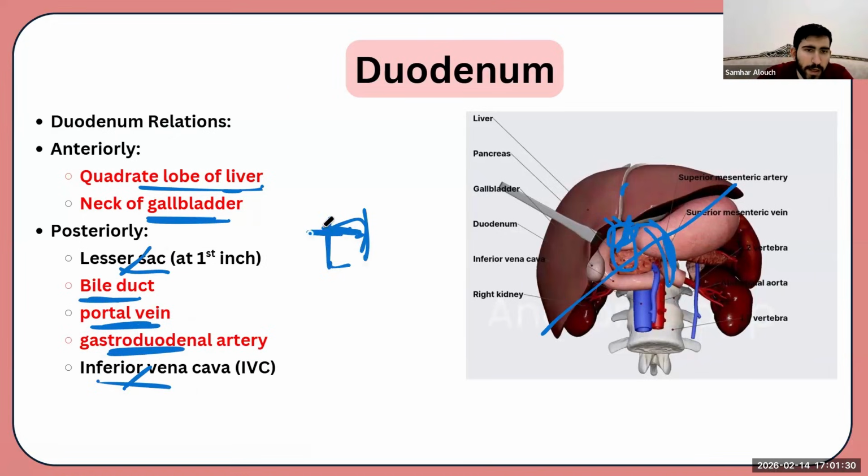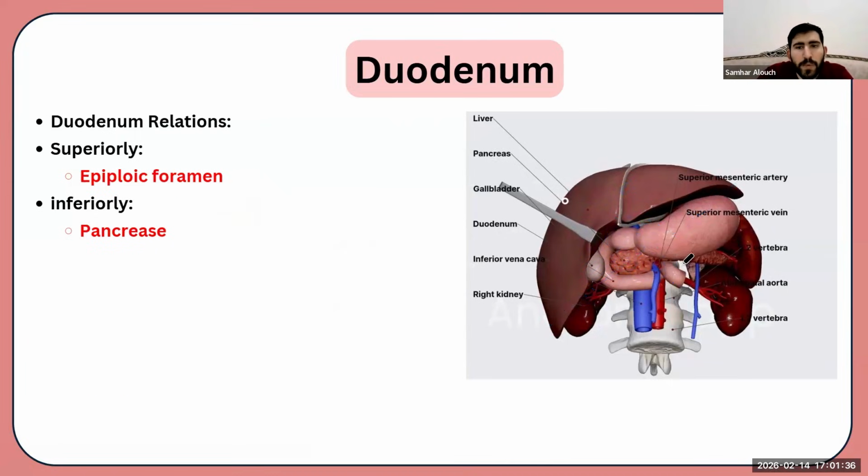Not medial actually, they are on the right side, so they are at the duodenum. And we have the gastro-duodenal ligament because it passes behind it. Superiorly, we have something called the epiploic foramen. My friend will explain it later on. It's a foramen between two openings of the peritoneum.